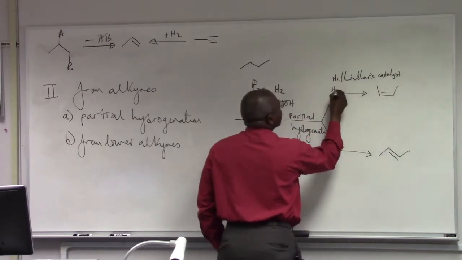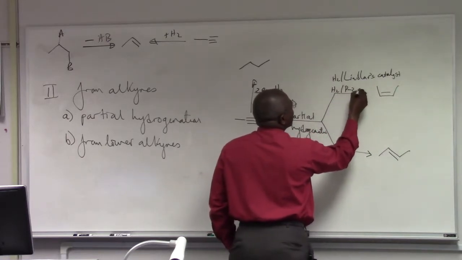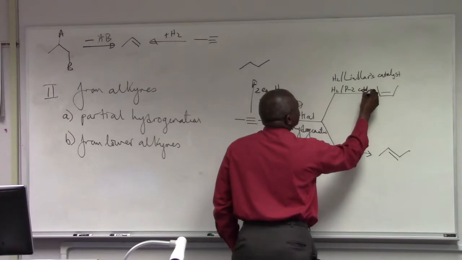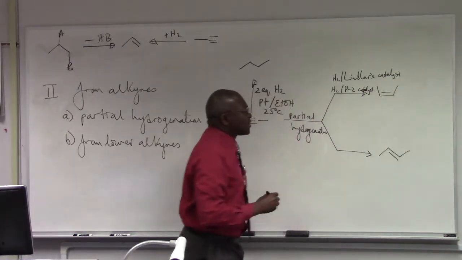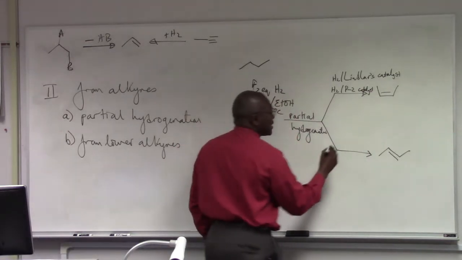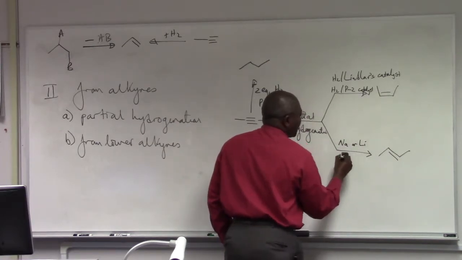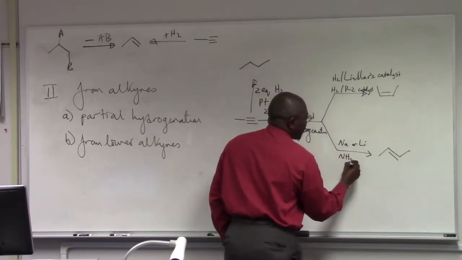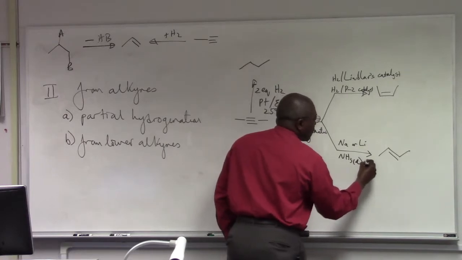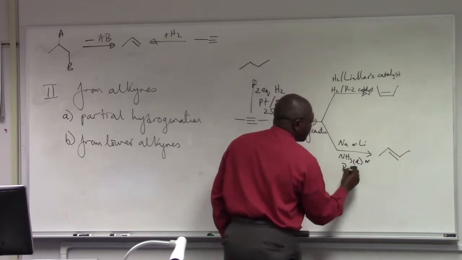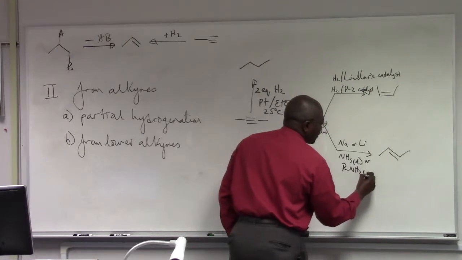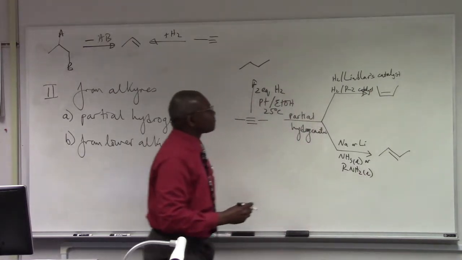Or I can use hydrogen gas and what's called a P2 catalyst. If I wanted to do the other reaction to make the trans alkene, I would use sodium or lithium in ammonia, this is liquid ammonia, or a liquid primary amine. And we'll talk about these in some more detail.